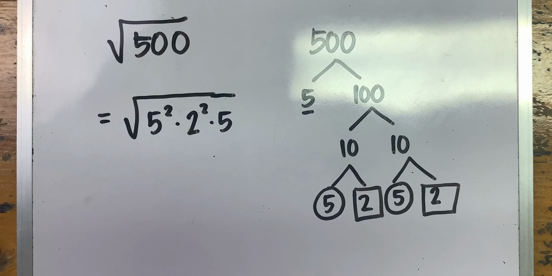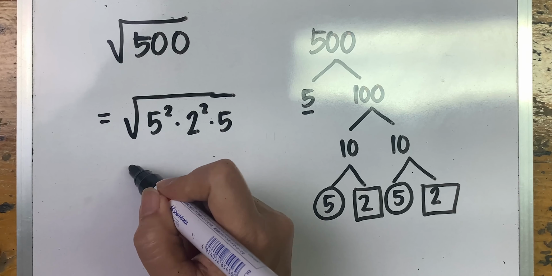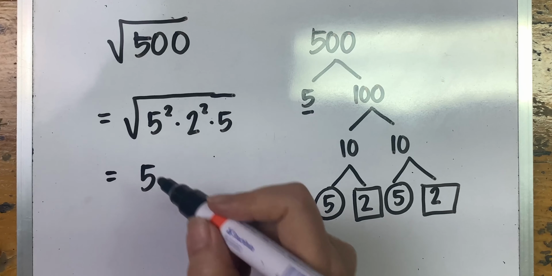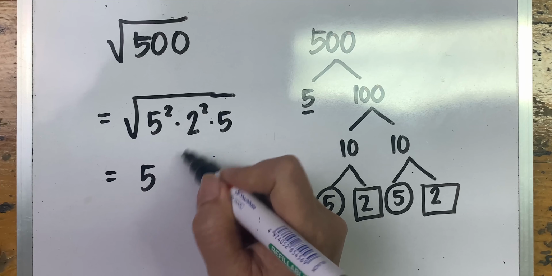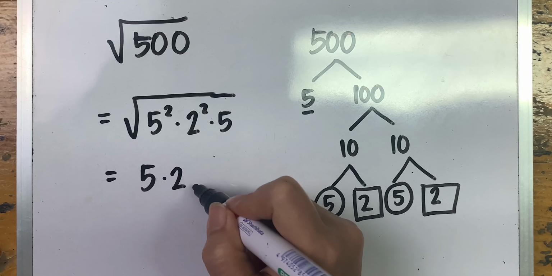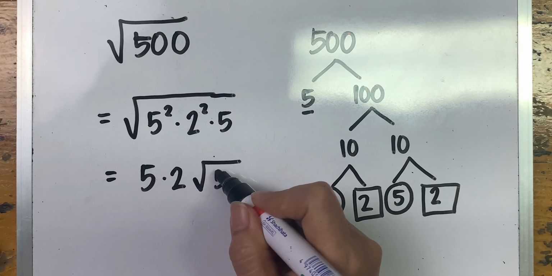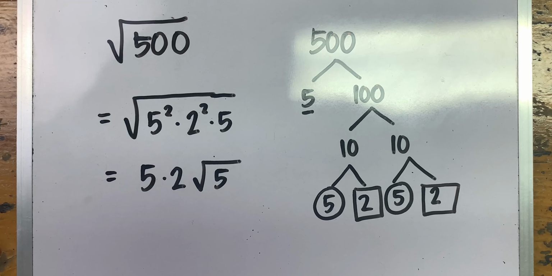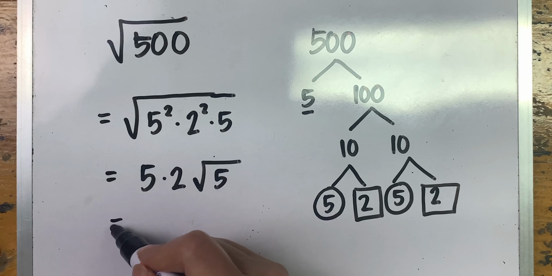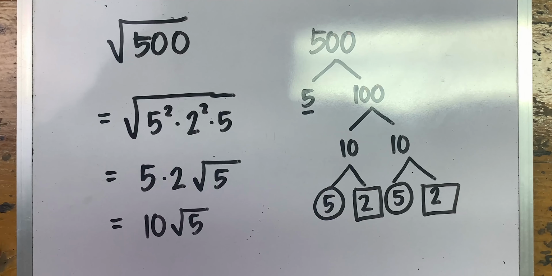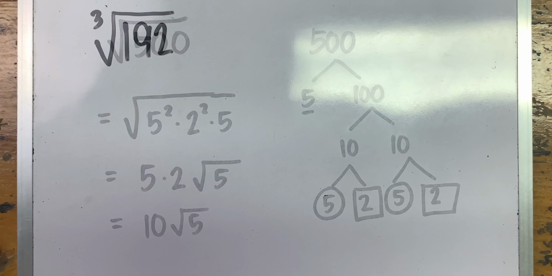Next, extract natin yung root ng 5 squared. We have square root of 5 squared is 5. Sa 2 squared then is 2. And then, since yung 5 cannot be extracted, iwan na lang natin siya sa loob ng radical sign. So, 5 times 2 gives us 10 square root of 5. So, yun yung sagot sa square root of 500.